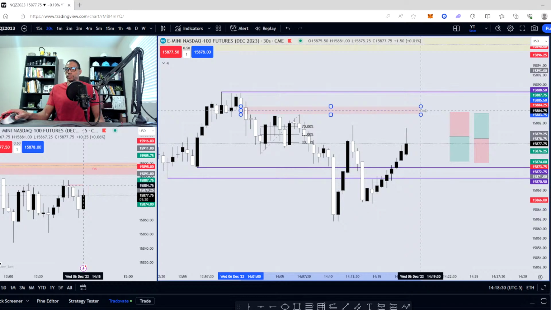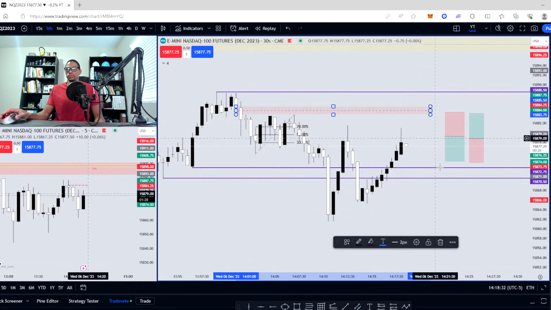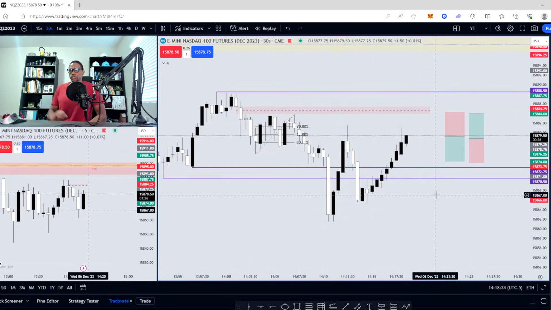Stretch over this fair value gap, just so it's visible to us and we can see if that becomes resistance to price. Excuse me.